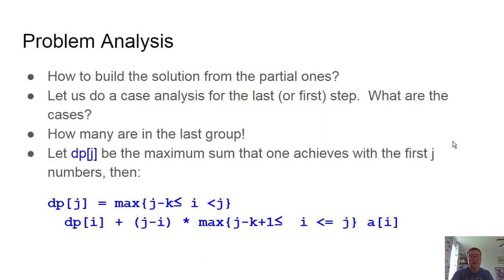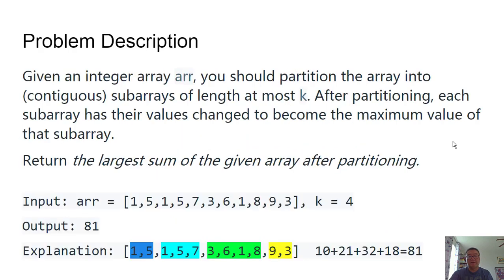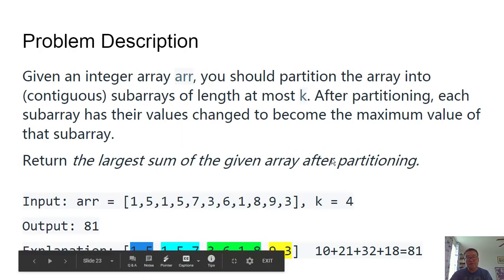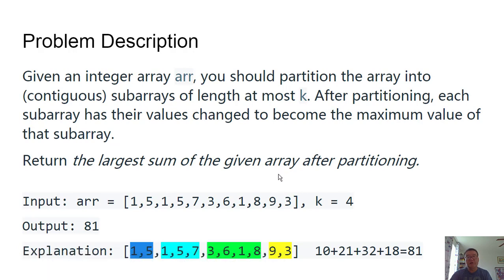So how do we build a solution from partial ones? In general, at least for me, I like to think about the DP problem as a case analysis. So I assume that the subproblems have been solved, and then I'm just trying to solve the last step. In this case, the subproblem means optimal ways of partitioning a prefix of this array. So I assume that has been solved. Now I'm just trying to solve the last step. Then I do a case analysis. So what are the possibilities for the last step?